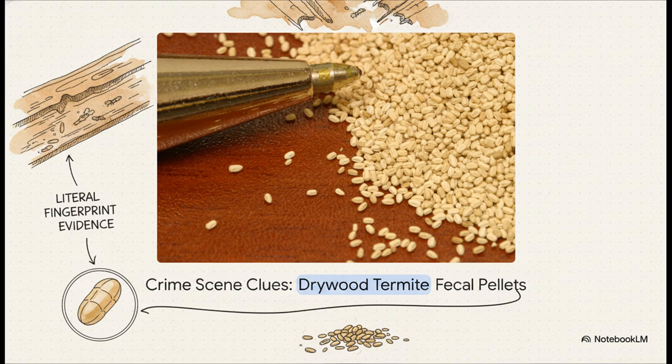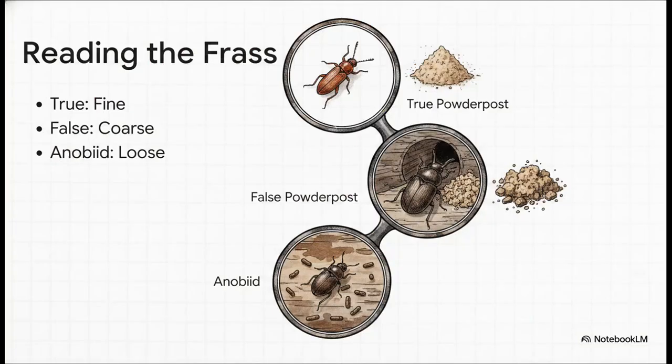Drywood termite fecal pellets are hard, dry, and have an elongate oval shape with rounded ends and exactly 6 concave sides. This is literal fingerprint evidence. Because these pellets don't change in shape, size, or color over time, finding them is a dead giveaway of exactly who your culprit is. But termites and ants aren't the only ones leaving clues behind.